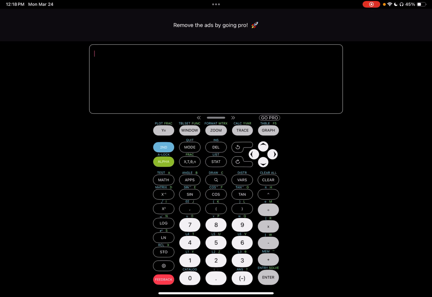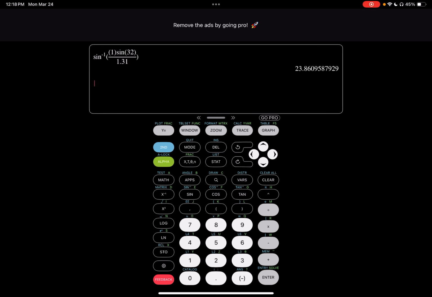Let's clear everything here. Now, sine inverse is blue, so I had to hit second. Let's put a fraction in there. Let's put 1 sine 32, I believe it was, and this is 1.31.